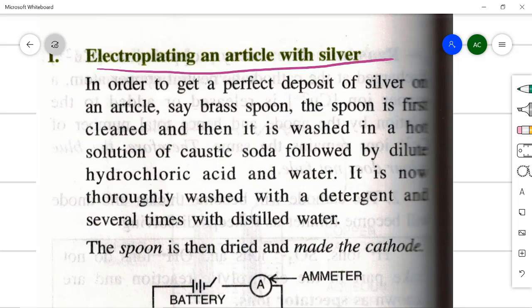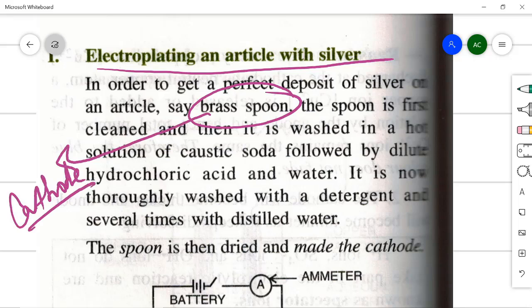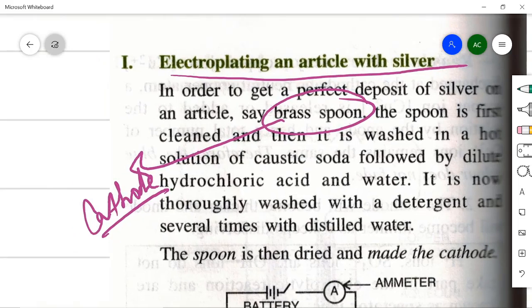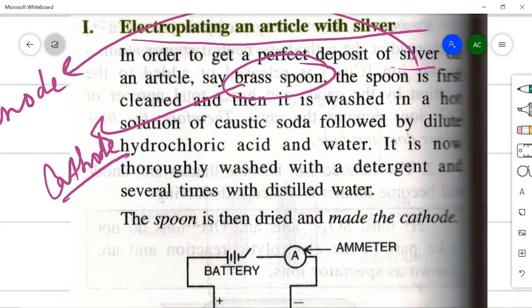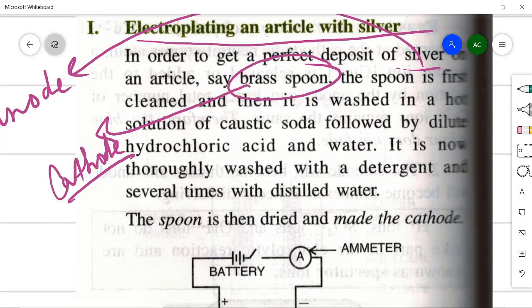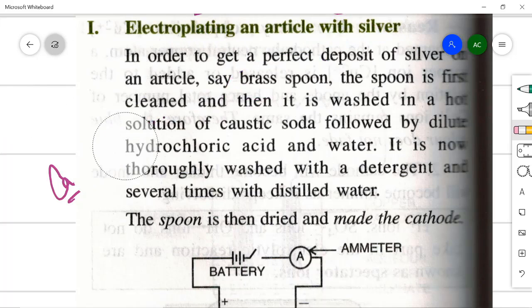Now I have taken a brass spoon here. So the first characteristic was that I have to make this brass spoon as cathode. Remember, है ना, जिसको इलेक्ट्रोप्लेट करना था उसको कैथोड बनाना है, और जिससे करना है सिल्वर, so I have to make silver as anode. Now first of all refining is done. Suppose I want to do electroplating of any object, I have to wash it and make it clean so that no layer of any impurity is there on it. So the first step in electroplating will be cleaning it.